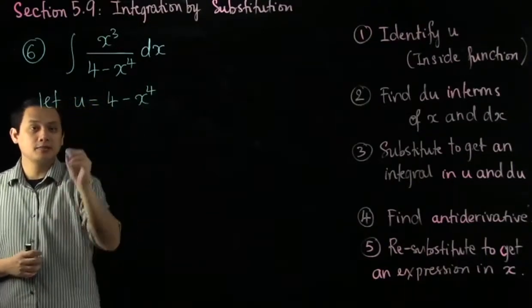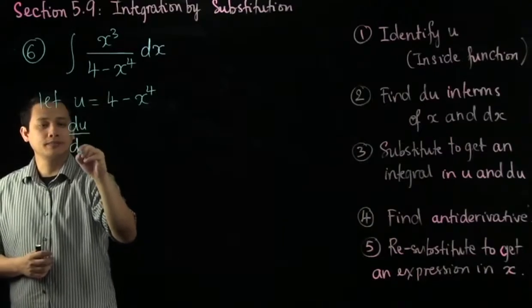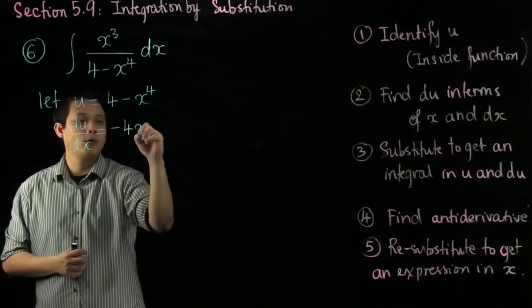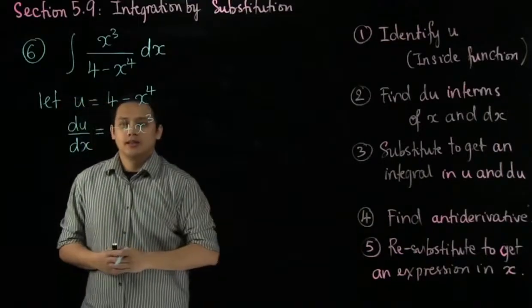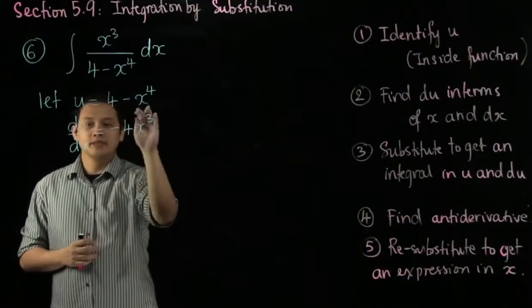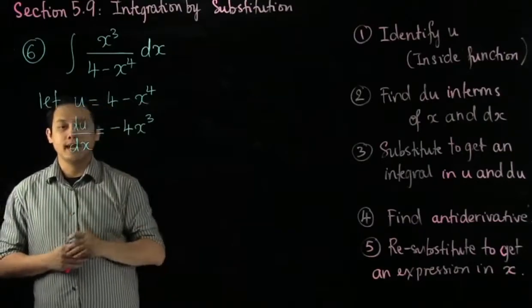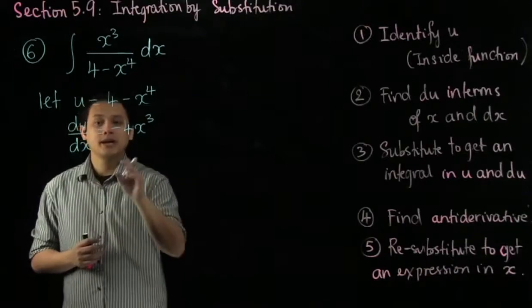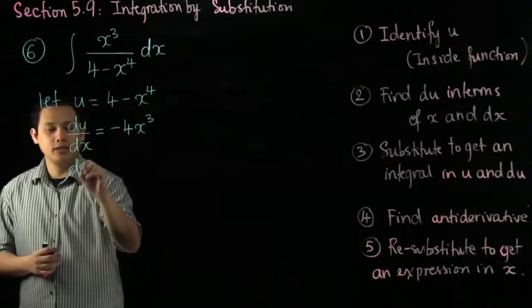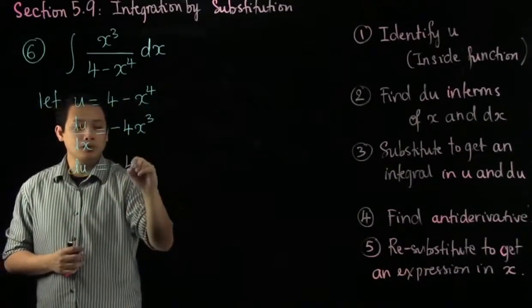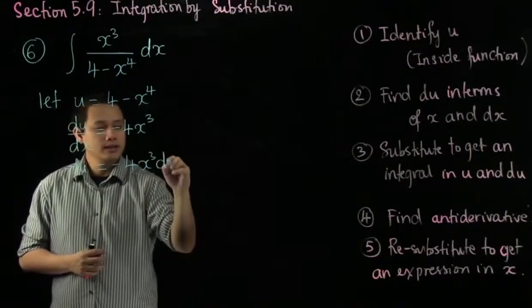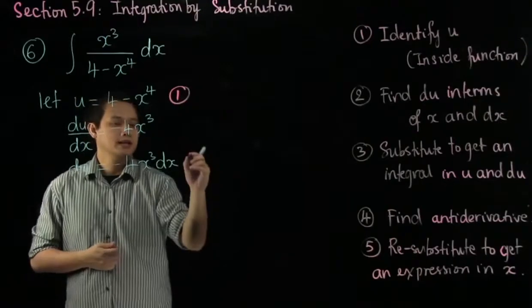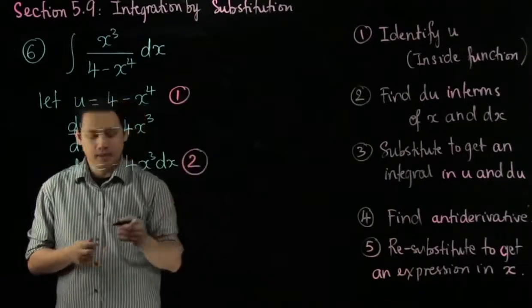When you take the derivative of both sides of this equation, you have du/dx equal to minus 4x cubed. And you can multiply dx across and you have du equal to minus 4x cubed dx. So this is the first step. This is the second step.